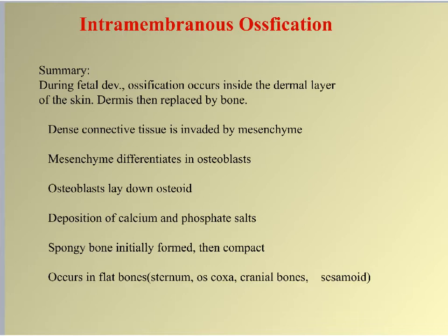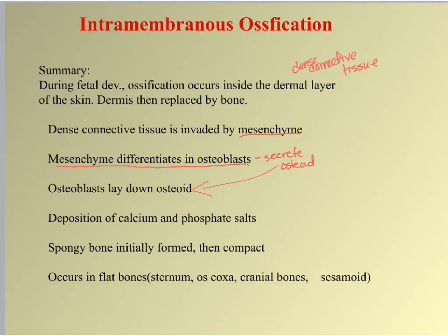So this is a process, remember, that occurs during fetal development, and it occurs inside the dermal layer of the skin. That dermal layer is made of dense connective tissue. So that's what we start with. That's our template. But what happens is blood vessels bring mesenchymal cells to that dense connective tissue. And then those mesenchymal cells, they differentiate into osteoblasts. And remember, osteoblasts secrete osteoid fibers and wet concrete, right? So, oops, I said that right here.